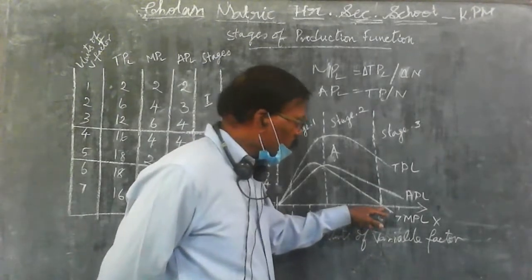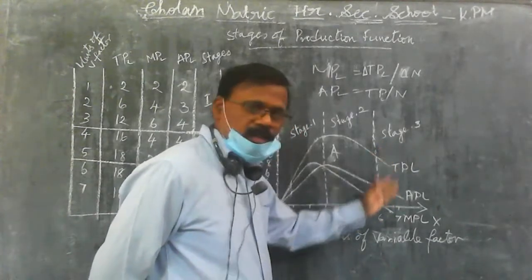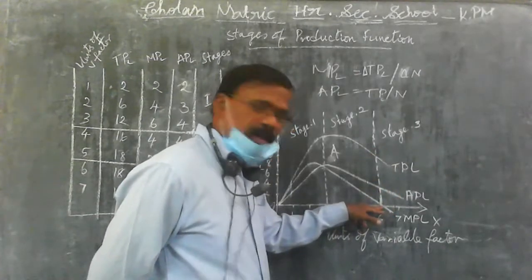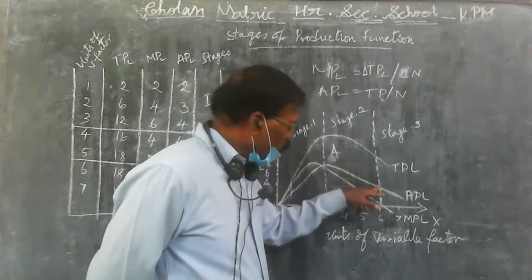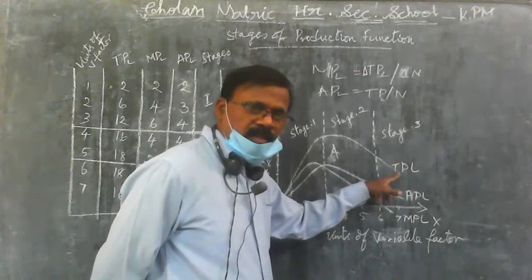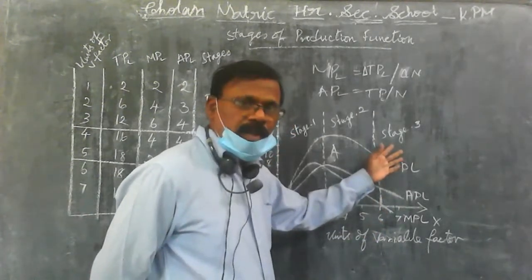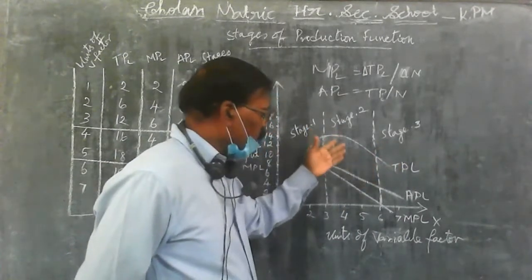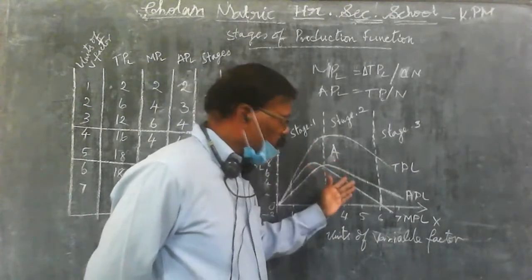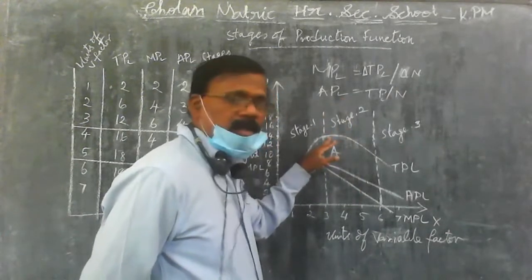So this is the third stage of production. At this third stage, marginal product is zero, and even average product decreases. Total product decreases. So this is the third stage, and this is the second stage, where we see the marginal product is lower than average product, and total product is at the maximum.